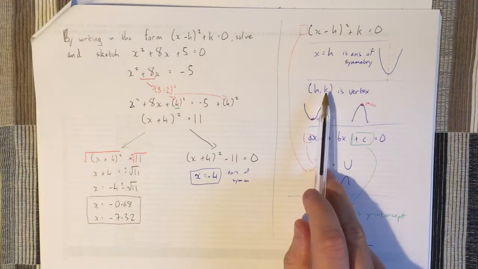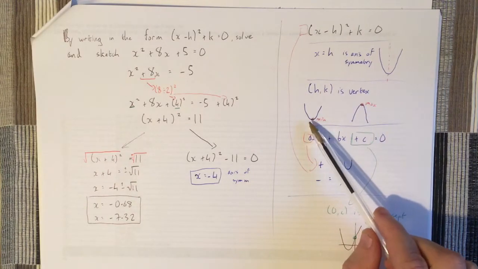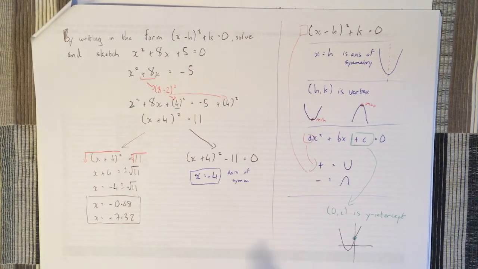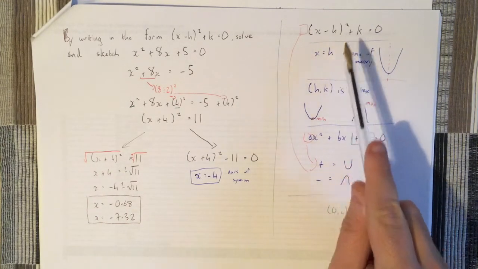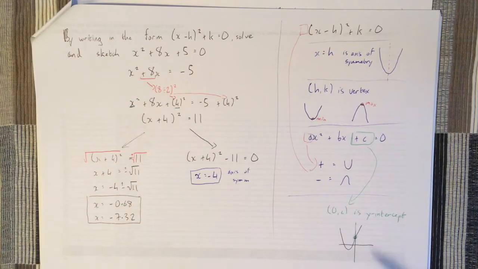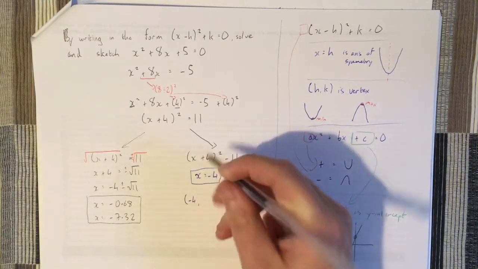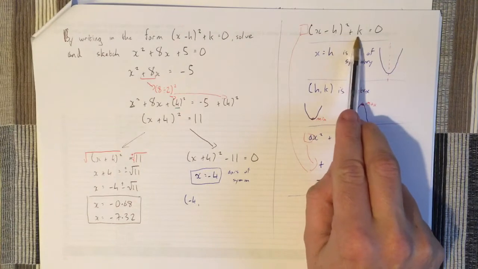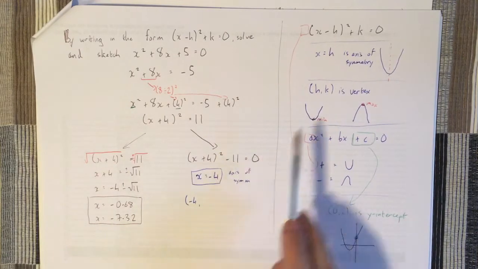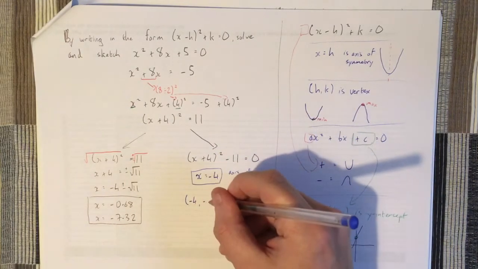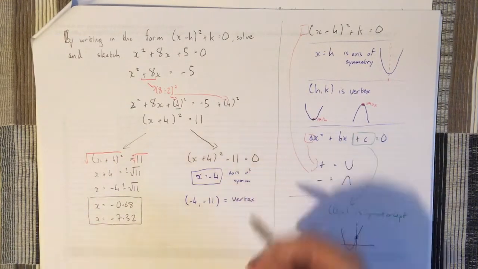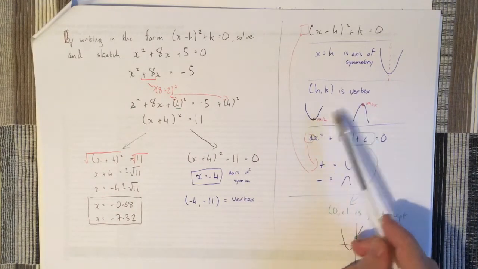h, k then is your vertex. Your vertex is a max or a min point of the curve. If the curve is U-shaped, it's a minimum point. If it's upside down U-shaped, it's a maximum point. So again, it's minus h I'm expecting. This is plus h. So if minus h is equal to plus 4, then h is equal to minus 4. So minus 4. I'm expecting then k to be positive. So my k is minus 11. So plus k is minus 11. So k is minus 11. And that's my vertex. As I said, vertex just means maximum or minimum point, the turning point of the graph.